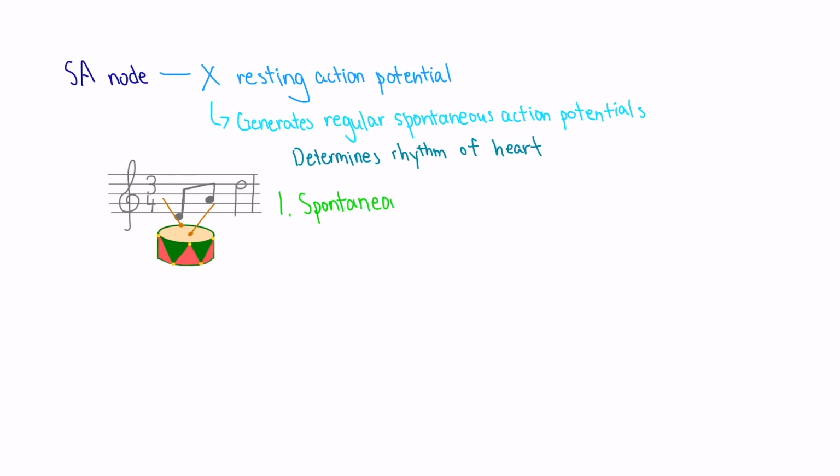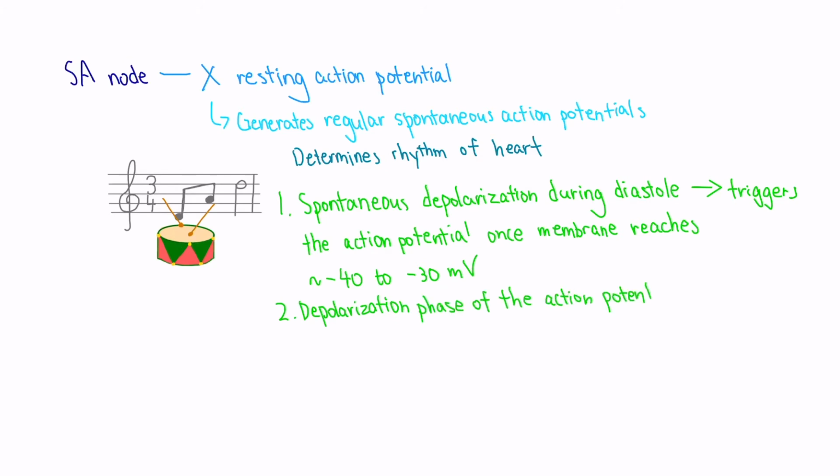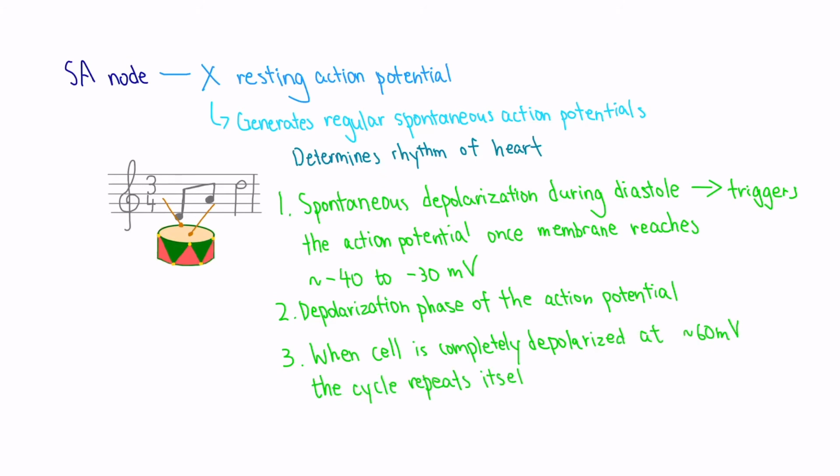The first is a spontaneous depolarization that happens during diastole and triggers the action potential once the membrane has reached around -40 to -30 millivolts. The next is the depolarization phase of the action potential, and lastly, once the cell is completely depolarized at around -60 millivolts, the cycle repeats itself.